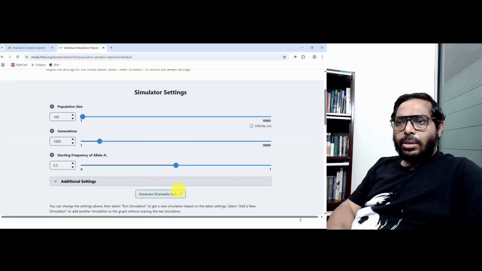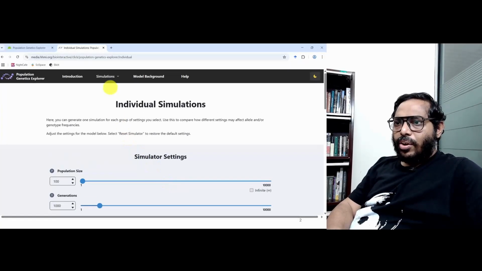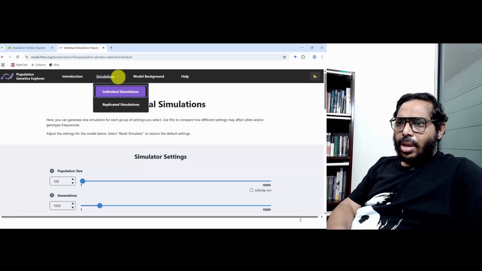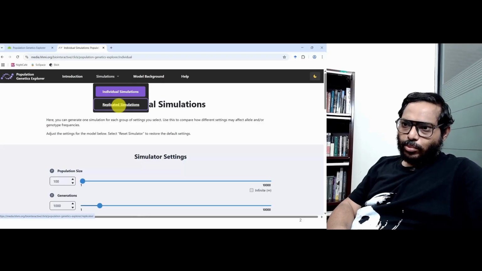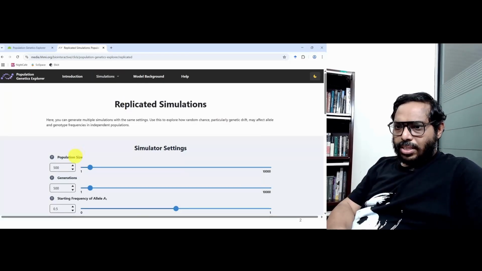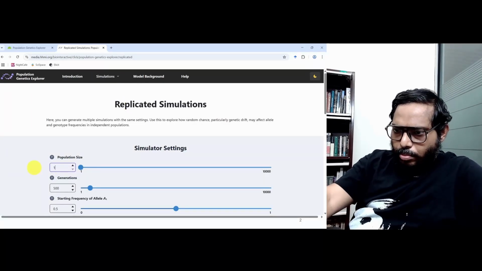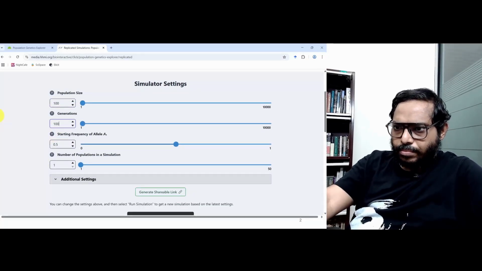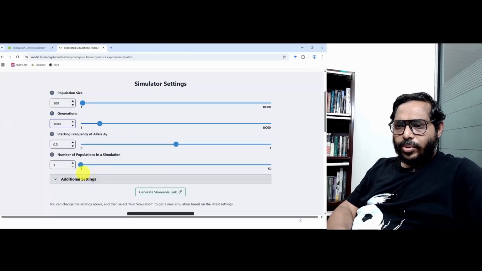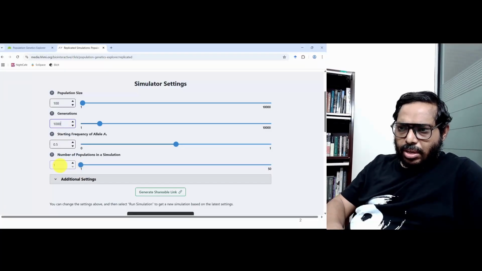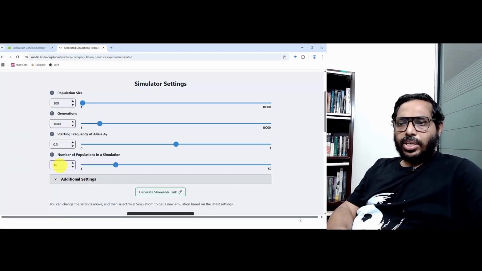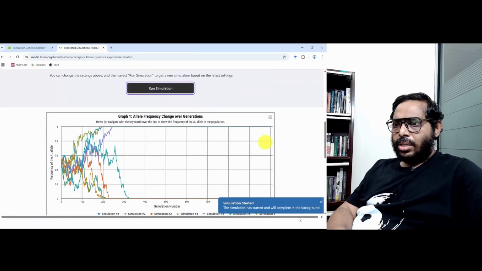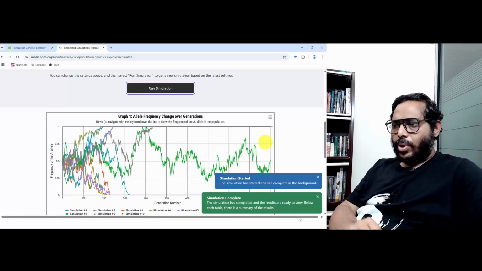This particular simulator gives you a very easy way of doing it. Instead of running each simulation one at a time, it has this thing called replicated simulations. So, we go to replicated simulations, we make the population size 100, we make the generations 1000, and the starting frequency we keep the same, and we say that we are going to look at 10 populations at a time. Okay. And we say run simulation and boom.